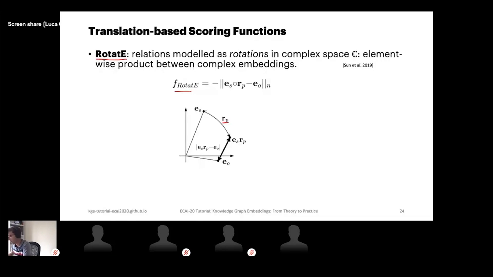This is done again to better capture all those properties, symmetry, anti-symmetry, composition, and so on, that I described earlier on. Now, all this is done in the complex space. Just keep that aside for a moment. I will explain that in a minute. So all these vectors are made of a real and an imaginary part. It means that RotatE takes an extra toll on memory consumption. But this is just to show you what the possibilities are when it comes to defining scoring functions based on translations and/or rotations or other operations between vectors in a geometric space.